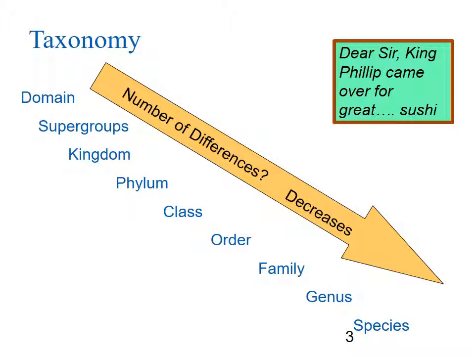This is one of those things that you'll need to memorize. So it goes domain, supergroup, kingdom, phylum, class, order, family, genus, species. If you've learned this before and weren't aware of supergroup, it's kind of a newer addition.